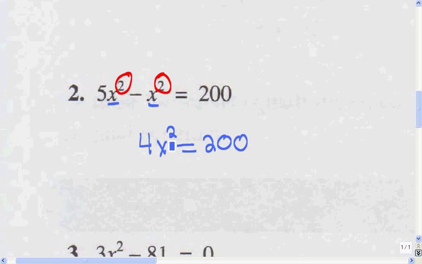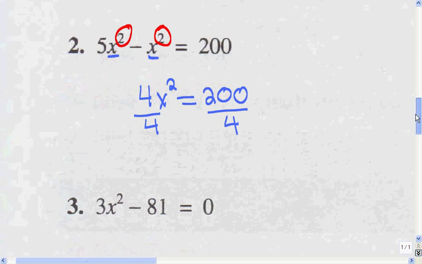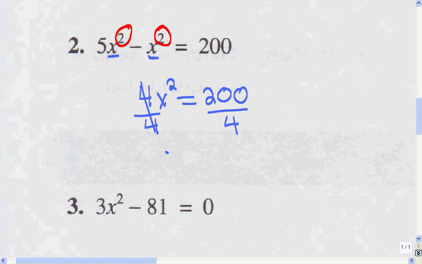Okay, now I've got to isolate the variable. Isolate x squared. That means I've got to get rid of the 4, so I'm going to divide by 4 to get rid of the 4. 200 divided by 4 is 50. So x squared equals 50.